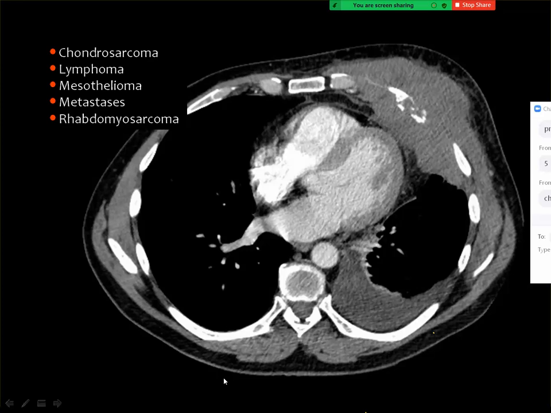Rhabdomyosarcoma, no. Chondrosarcoma, no. Mets, yes. I also said in the lecture of chest wall and pleura that if you see a mass centered on the chest wall, meaning that part of the mass is inside the hemithorax and other part is outside the hemithorax associated with destruction of the rib, you think first of all of a metastatic lesion.